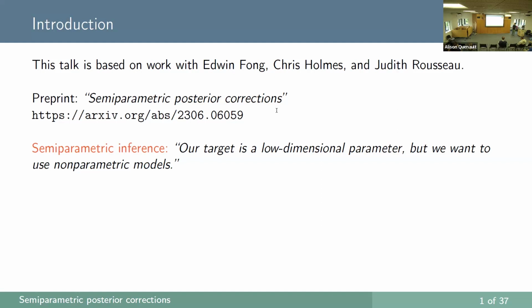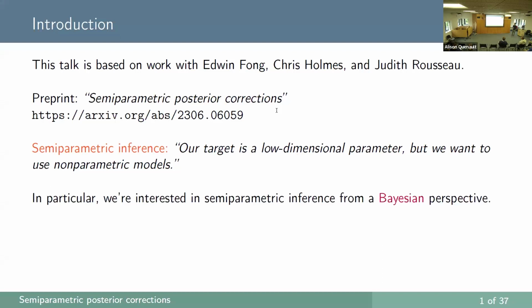Okay, so it turns out this kind of framework is now very popular for things like causal inference. Historically, things like econometrics and survival analysis were already well known, but nowadays causal inference is really the hot topic that people want to use this for. And in particular, we'd like to think about semiparametric inference from a Bayesian perspective.